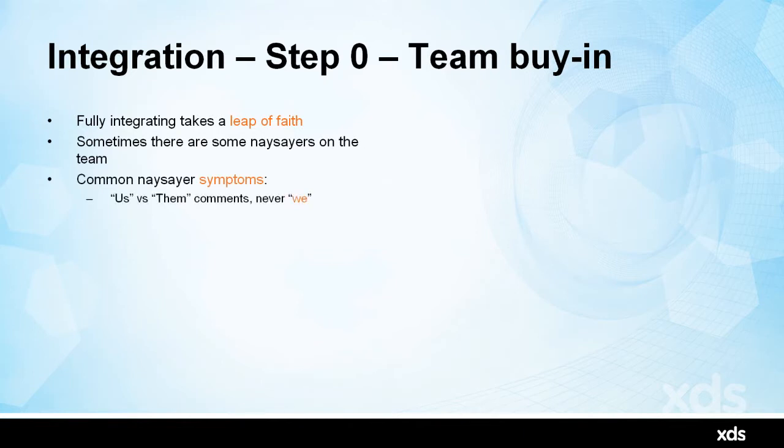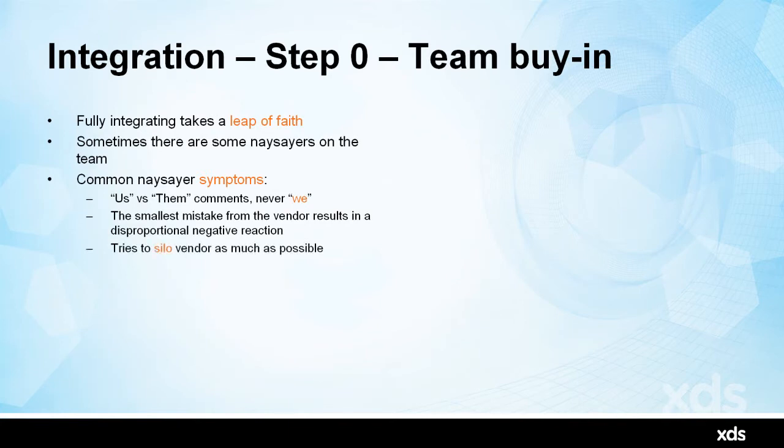Us versus them comments, never we. The smallest mistake from the vendor results in a disproportional negative reaction. So, I can't believe they just did that, and it's just a minor tweak needed. Another common symptom is trying to silo the vendor off. You'll see that sometimes if they don't quite believe in the process, they'll kind of just put them off in the corner. And also another symptom is a lack of proper vendor training. They don't spend the time to actually train the vendor properly and assume they should just know.